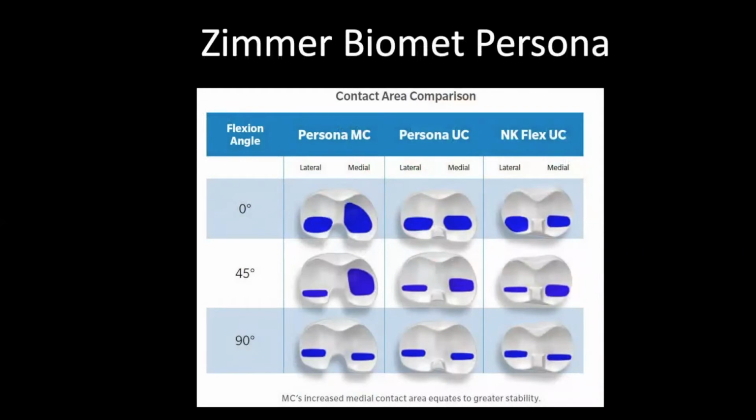So an example of this is the Zimmer Biomet Persona, and this shows the medial congruent design contact area, and this is significantly greater at 0 and 45 degrees of flexion in comparison to their ultra congruent line of the Persona and of the natural knee.